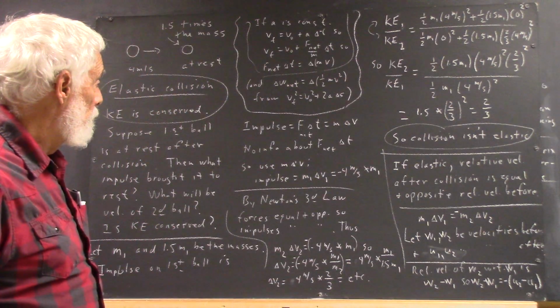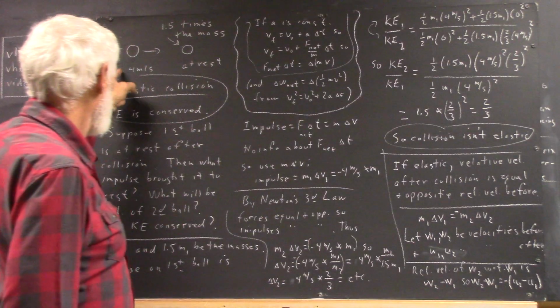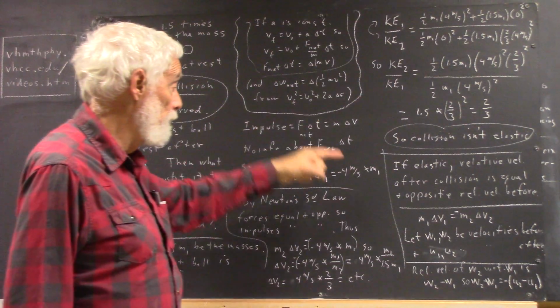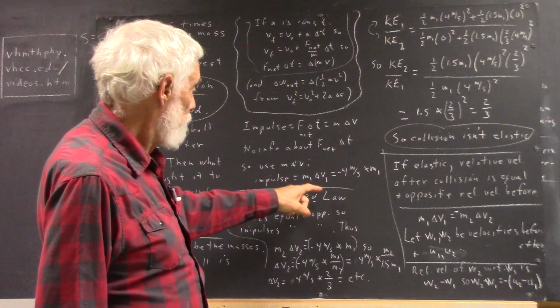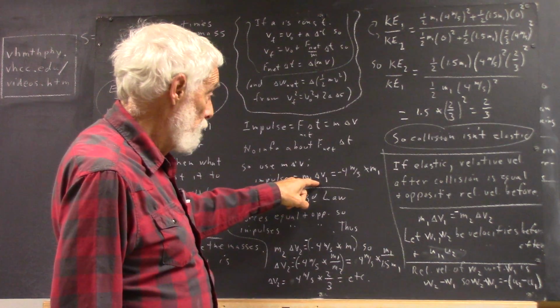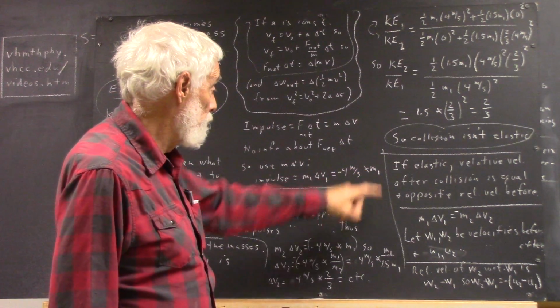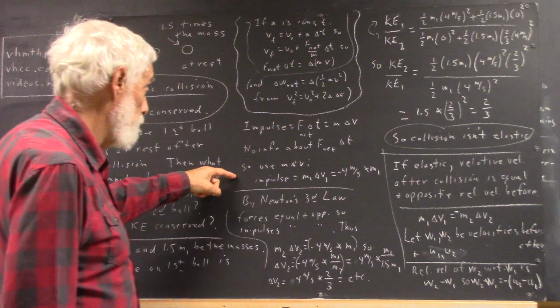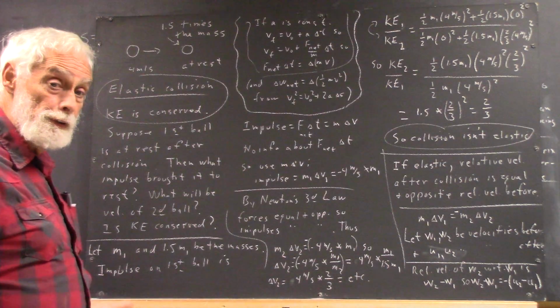Okay, that's our impulse, and since we know delta v, we're going from 4 meters per second to 0, delta v is negative 4 meters per second. The impulse is m1 delta v1. Delta v1 is negative 4 meters per second, and that's times m1. So there's our impulse. Now, what will be the velocity of the second ball?